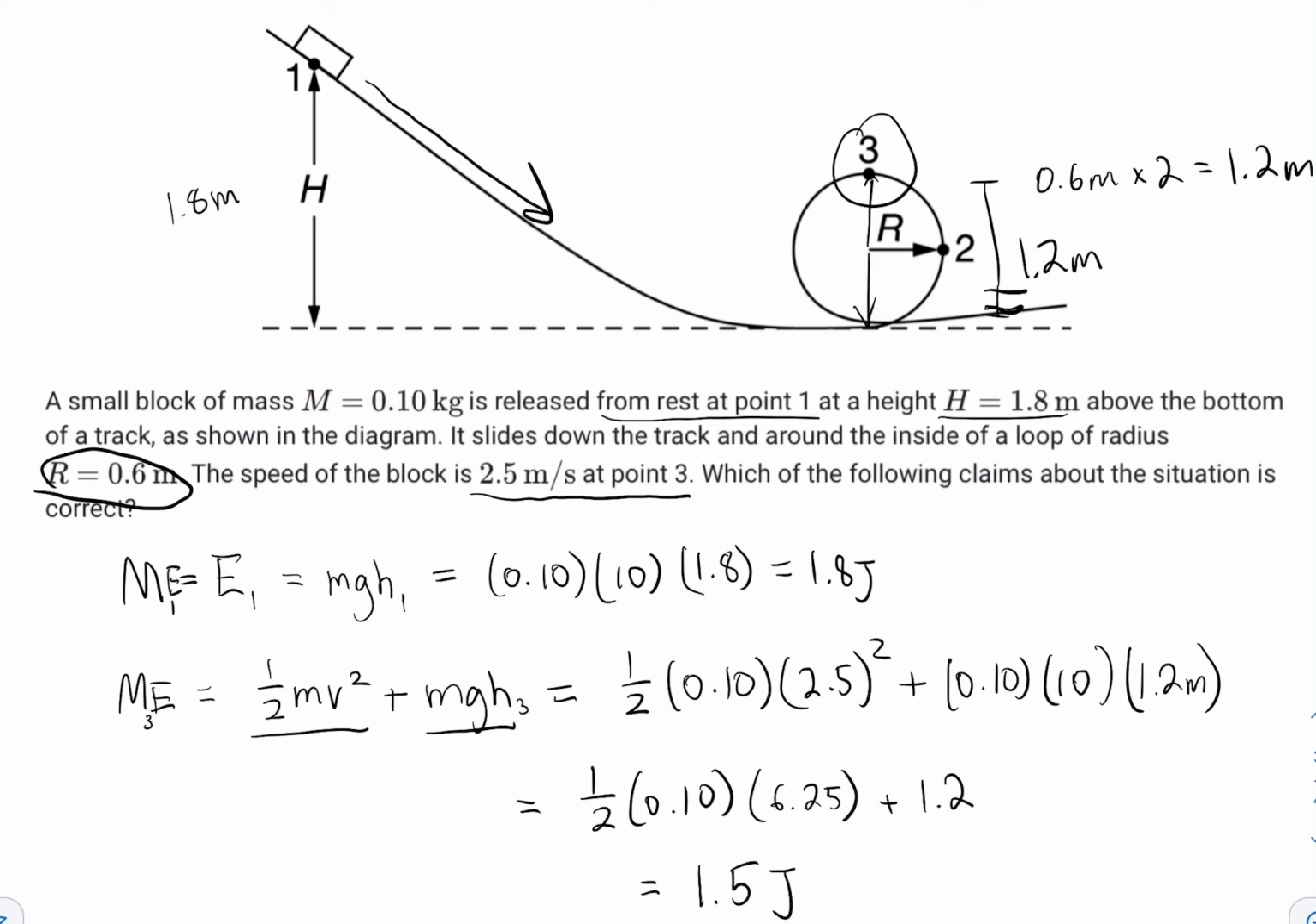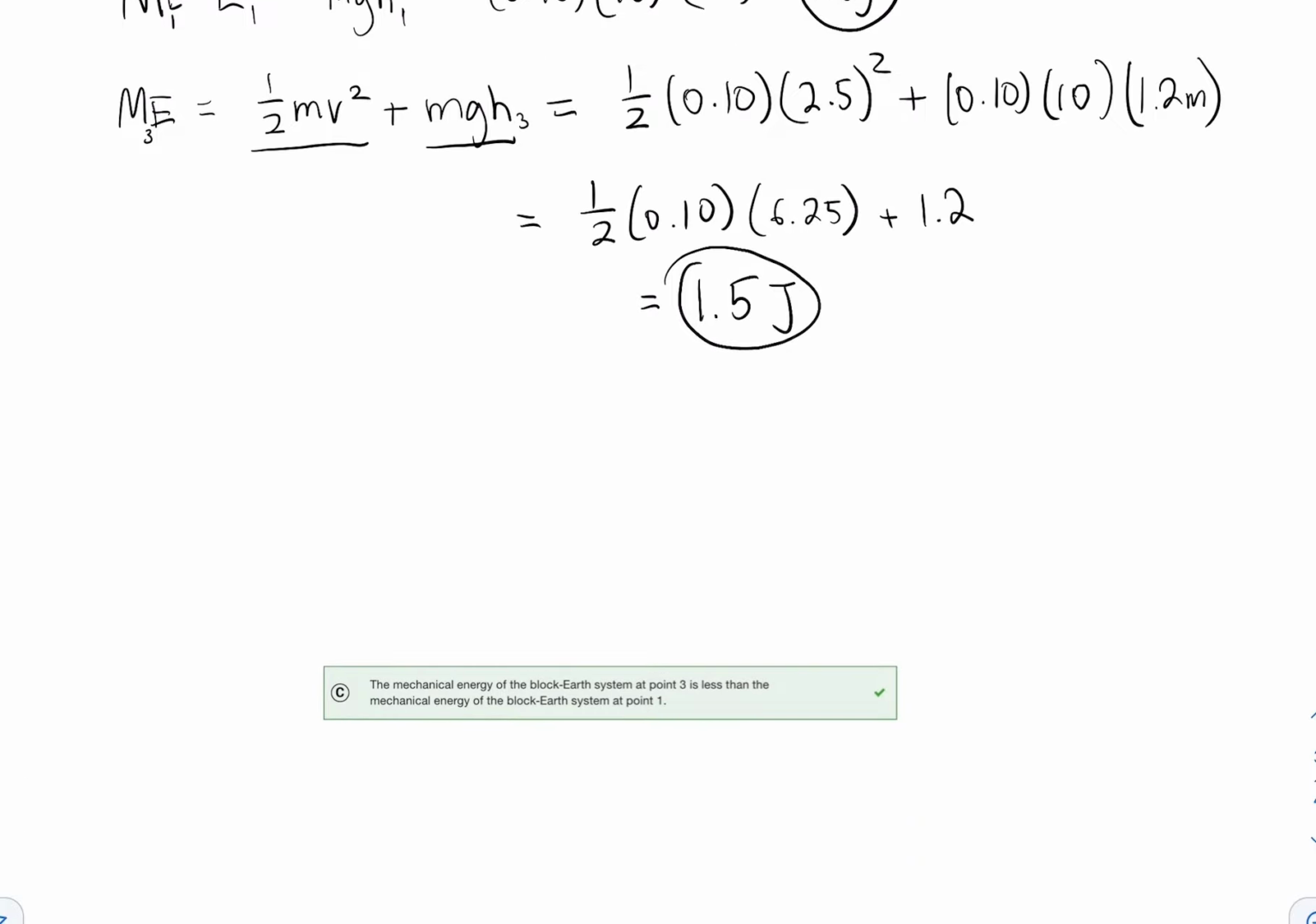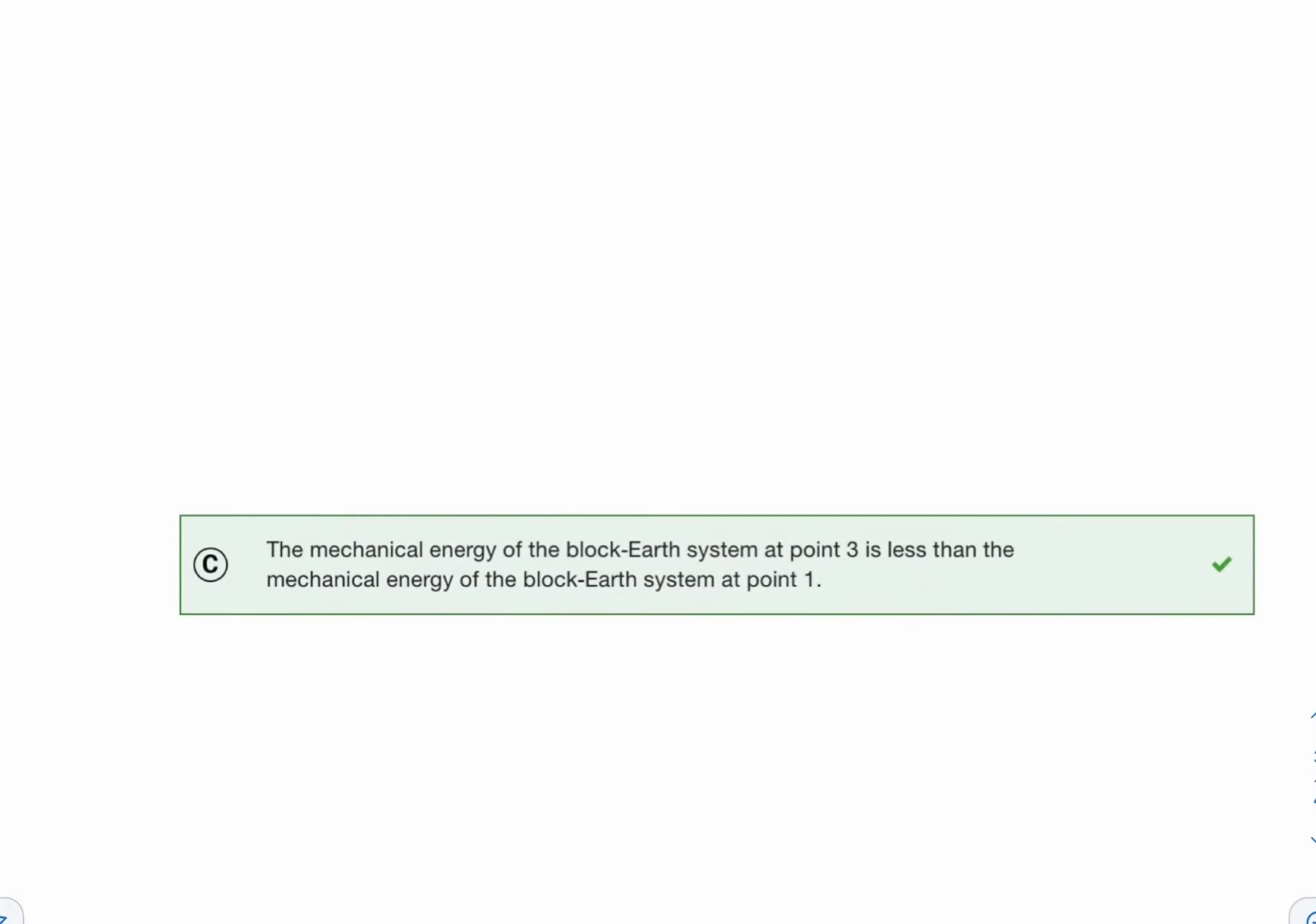Now we see that at the start we had 1.8 joules, and at point 3 there's only 1.5 joules. So there has to be some work or dissipated energy of 0.3 joules. So that's why this claim, that the mechanical energy of the block-Earth system at point 3 is less than the mechanical energy of the block-Earth system at point 1, is correct.